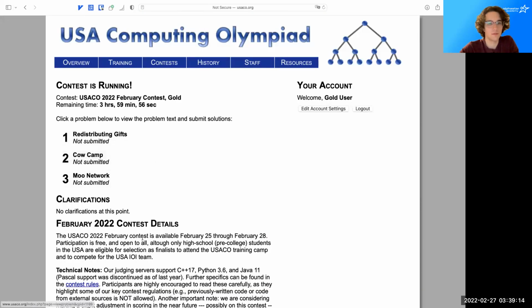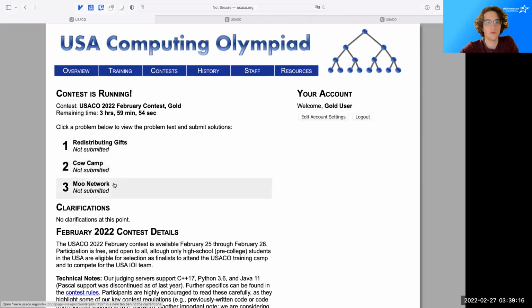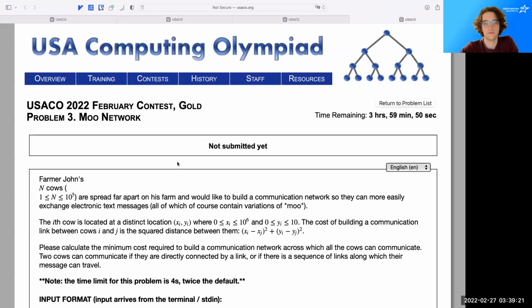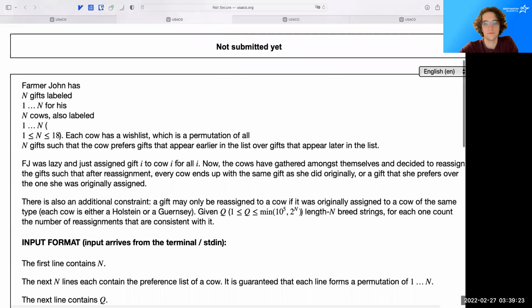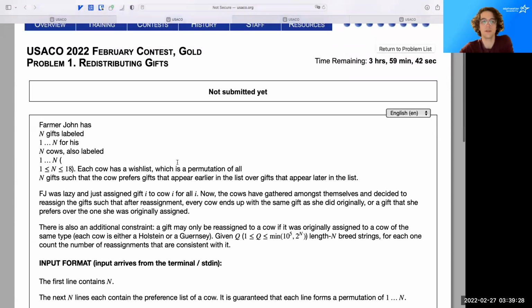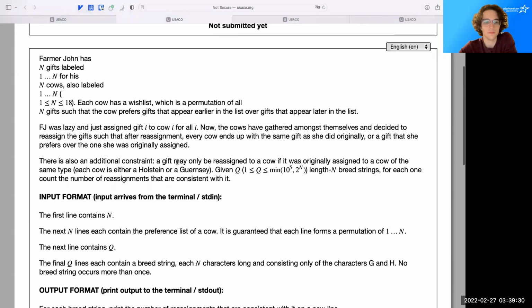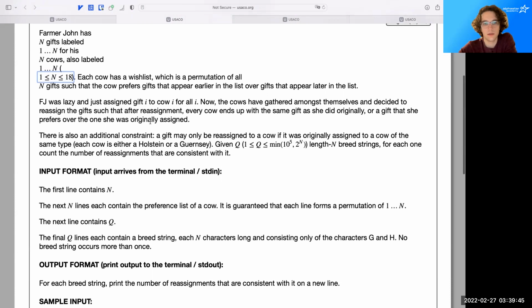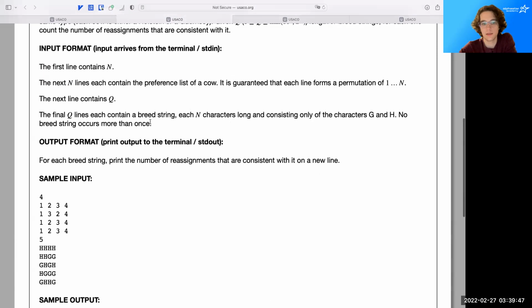All right, so we have 3 problems. So open all of them. Okay, so we have Redistributing Gifts. In this case, n is really small. We have n cows, and we have a list of preferences. And then we're given these queries.